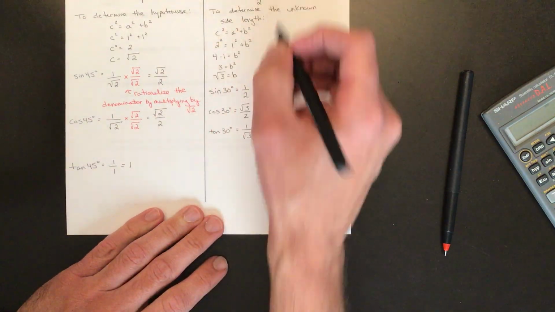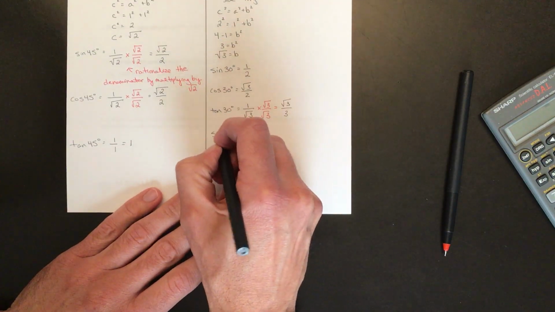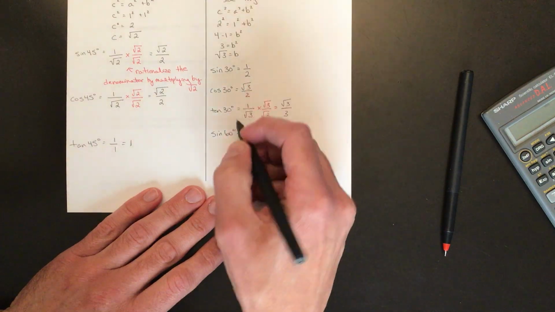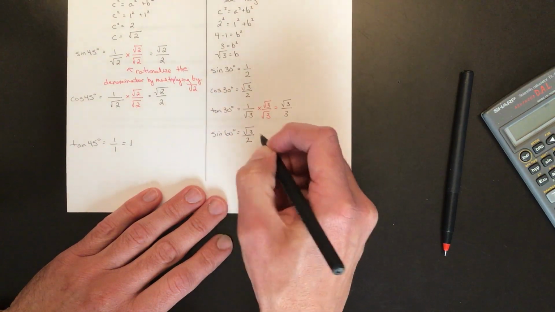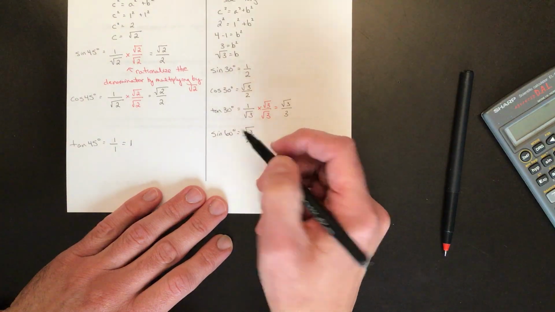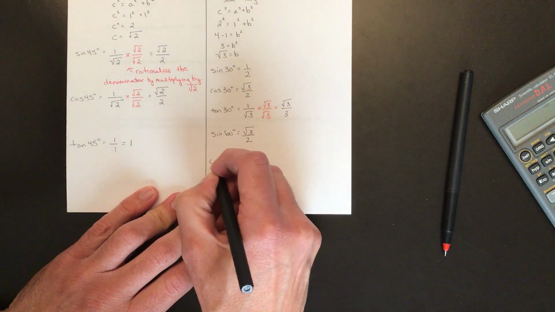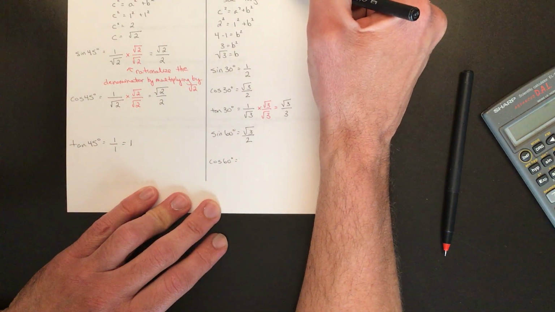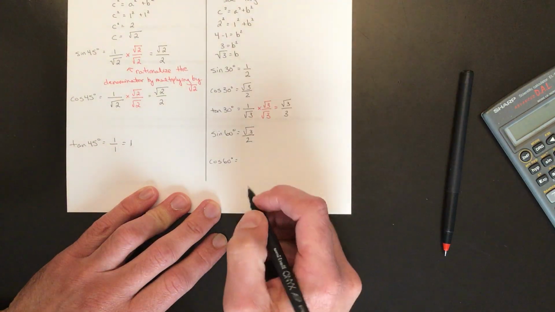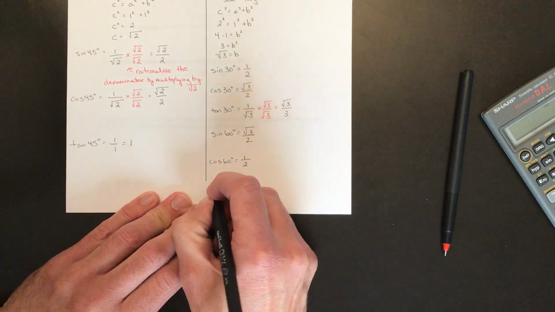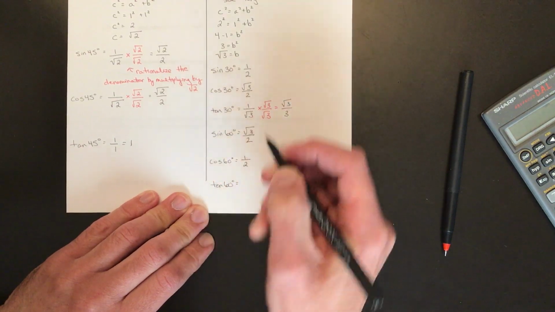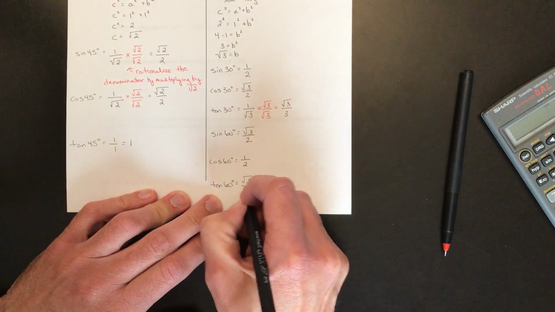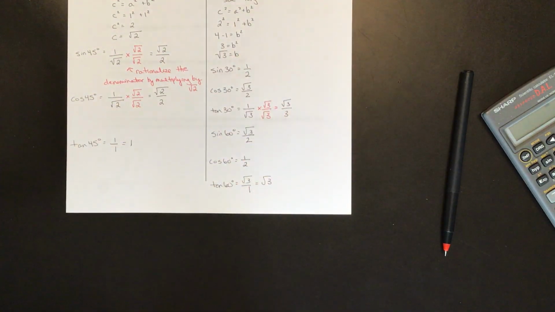And we're going to do the same thing with 60. Sine 60, opposite over hypotenuse, root 3 over 2. Again, we don't need to rationalize this because the radical on the top is okay. Cos 60, adjacent over hypotenuse, 1/2. And tan 60, opposite over adjacent, root 3 over 1, which gives us root 3.